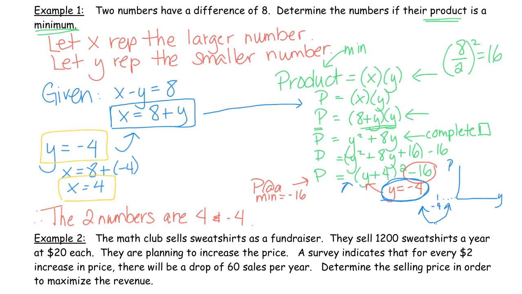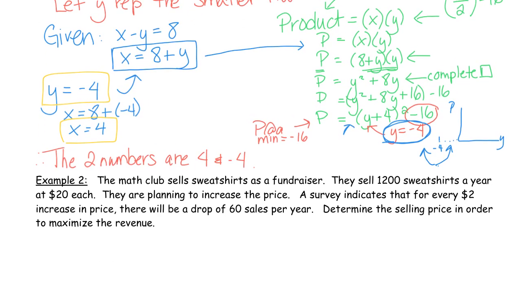And you'll find that you won't be able to find two numbers that have a minimum product if their difference is 8. Okay. These are our two numbers. And again, that minimum product would be -16. So that's kind of the basics of those number problems.